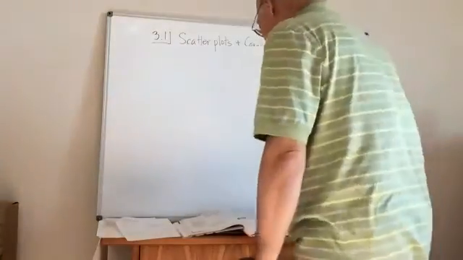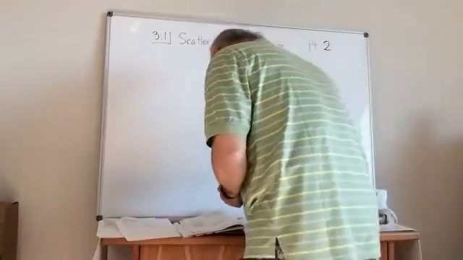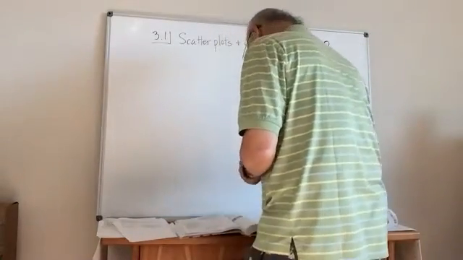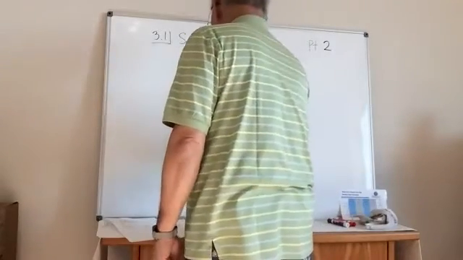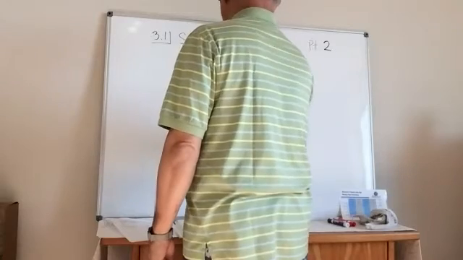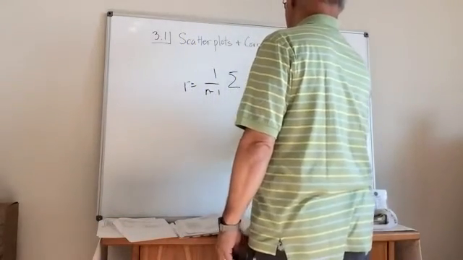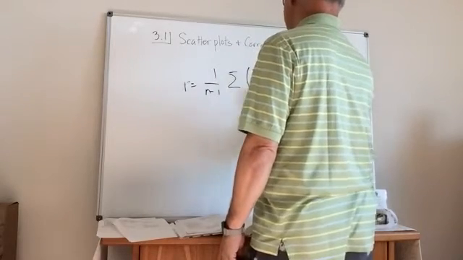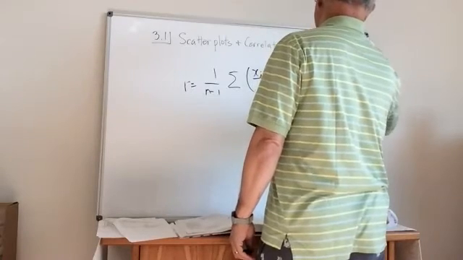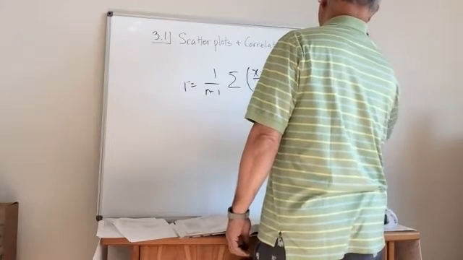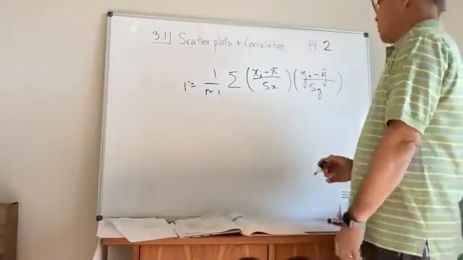Okay, so moving on, it says calculating correlation. So how do you actually calculate correlation? Let's look at the green box there, and this is how you calculate the correlation, okay? You have (x_i minus x bar) over s_x, times (y_i minus y bar) over s_y. Okay, it looks pretty daunting here.